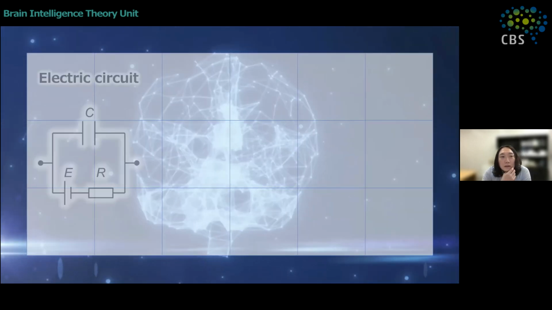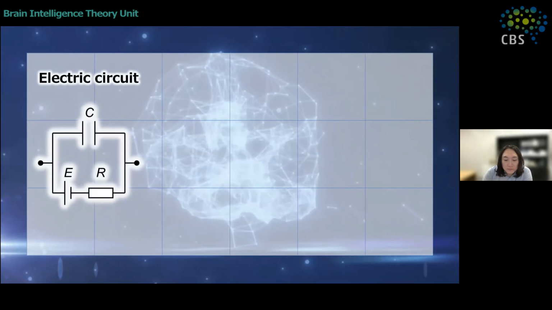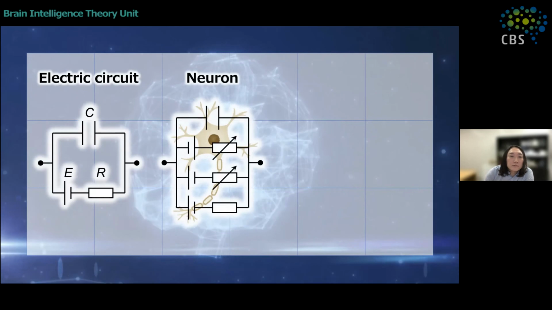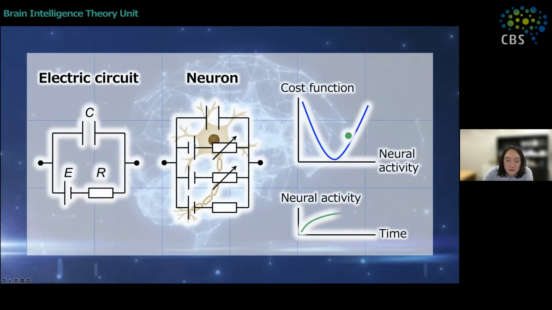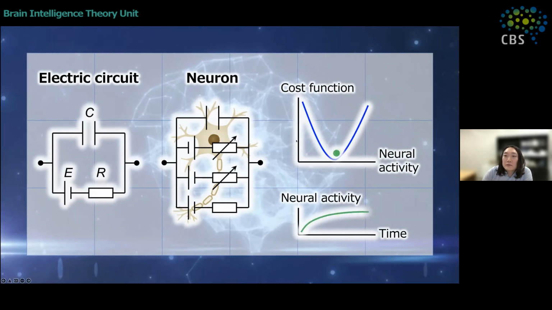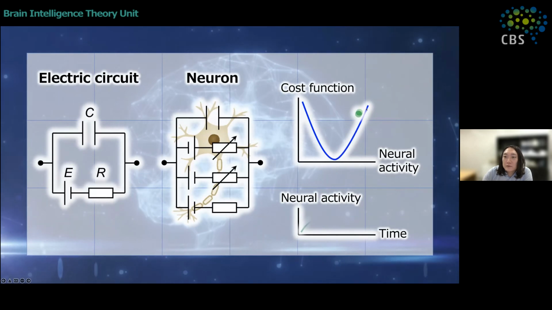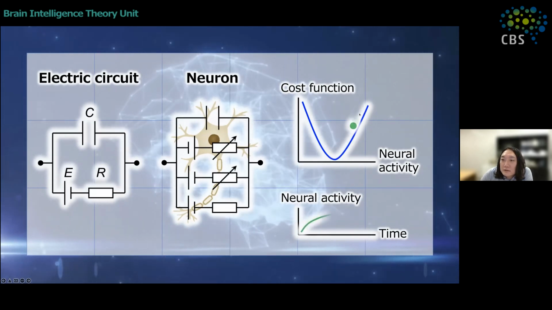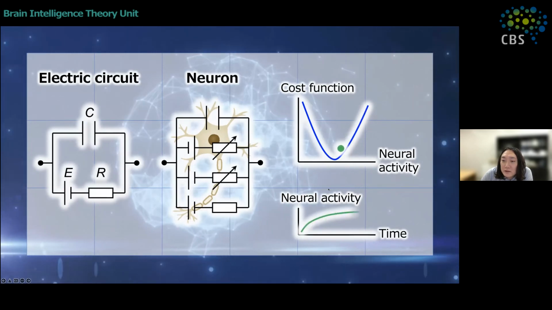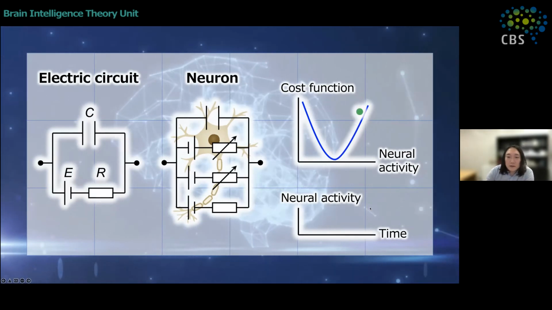For example, this is an electrical circuit, and as you may know, a neuron can be modeled in a similar form. So this circuit explains the neuron model, and it is possible to consider some cost function that drives the dynamics of the neuron. So here, the dynamics that minimize this cost function indicate the generation of neural activity. So this is one approach.